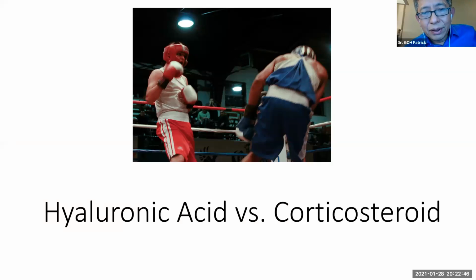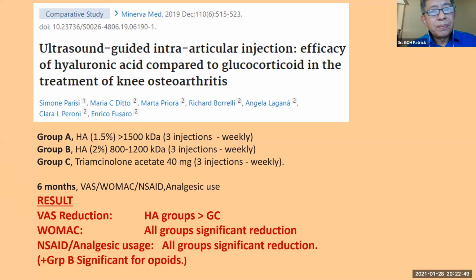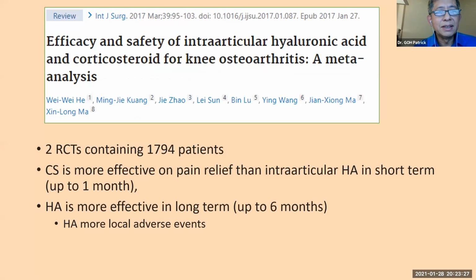Now, what about hyaluronic acid directly against corticosteroid? And this is a study which compared the two in 3 different groups. Group A and B were using different molecular weight hyaluronic acid, and group 3 was triamcinolone acetate. And the result at 6 months showed that the hyaluronic acid groups did better than the glucocorticoid group. The WOMAC scores, all groups were significantly reduced, and all groups significantly reduced analgesic and NSAID usage. So positive for all groups, but at 6 months, hyaluronic acid was the better performer in this study.